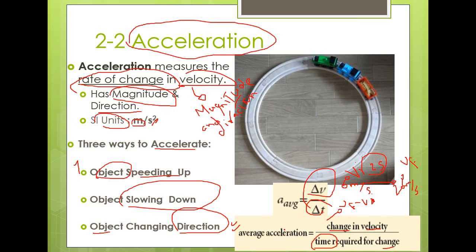If you want to measure average acceleration, it equals change in velocity divided by the time required for change. Change in velocity, which is V final minus V initial, divided by time. So 20 minus 0 divided by 2. So the acceleration equals 10 meter per second square.